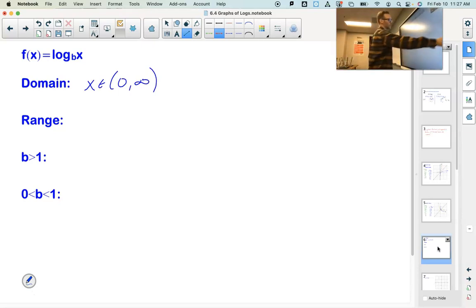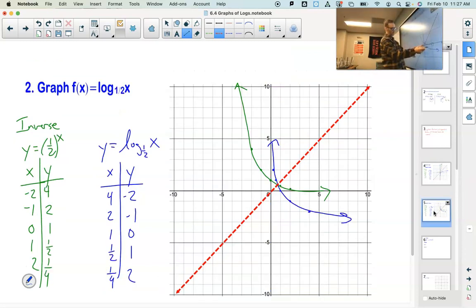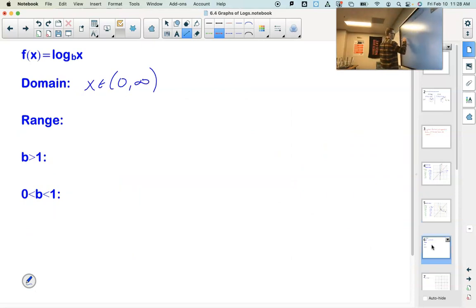How about the range? What y values did we graph on this logarithm? This arrow is going down forever over here, isn't it? So it's negative infinity, and how far does this arrow go up over here? Well, it just keeps going up, doesn't it? It's going to go up forever. It's negative infinity to infinity. Same thing here. This is going to go down to the right forever to infinity, and this is going to go up forever towards infinity. The range, no matter the base, is negative infinity to infinity.